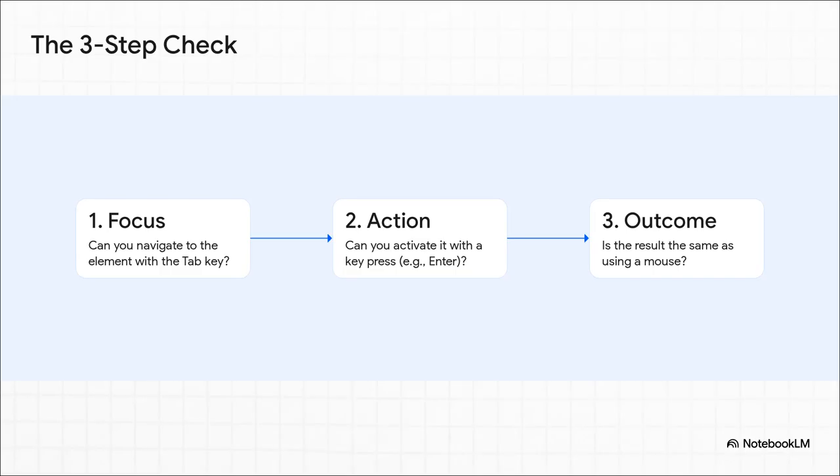You can really boil the whole experience down into 3 simple steps. First up, focus. Can I get to the thing I want, the button, the link, whatever, just by using the tab key? You should be able to see a little box or outline moving around. Second, action. Okay, now that I'm on it, can I actually make it do something by pressing a key like enter? And third, the outcome. Does it do the exact same thing it would have done if I just clicked it with a mouse? If the answer to all 3 is yes, you're in great shape.